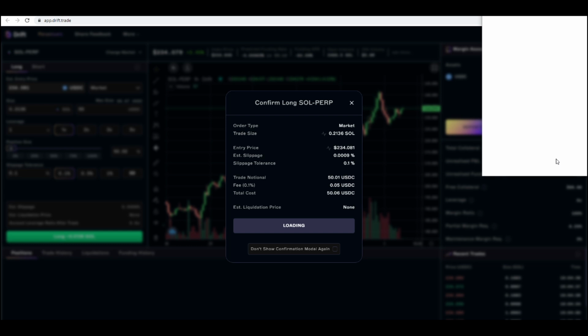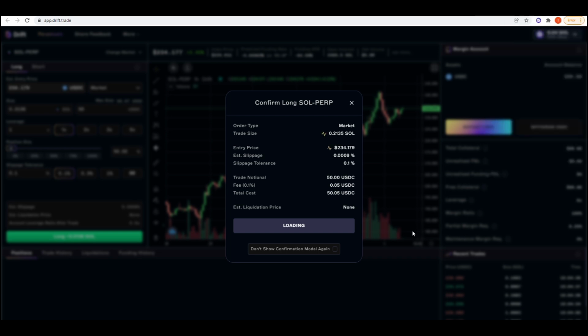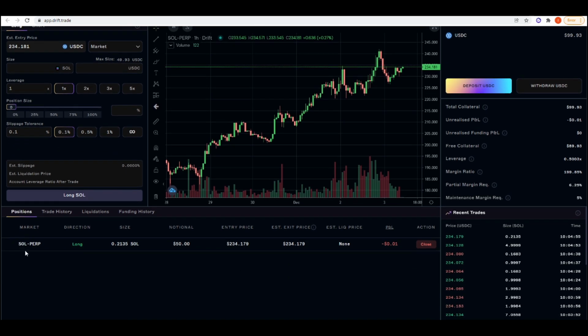I quite like the way that it's all set out, and the fact that there's no settle button or anything like that, which is quite nice. I think the fewer buttons you have to press to use the protocol, the better for the most part. If we go down here, we can see that I'm trading Sol Perps, direction long, the size, the notional amount, the entry price, and then the estimated exit price, that's if I sold right now. And the estimated liquidation price, there is none because I'm not trading on any margin. And then we have P&L at the bottom, which is currently down like 1 cent.